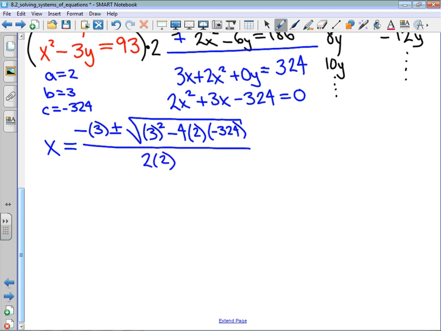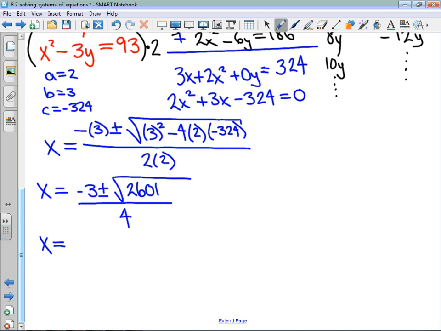And then all I'm going to do here is I'm going to clean it up as I go. So -3 plus or minus. I'm going to put that radical or the discriminant into my calculator really carefully. So it's 3 squared minus 4 times 2 times -324. I get 2,601. And then it's all divided by 2 times 2, which is 4. Now, conveniently, or not so conveniently, because this question was, I'm sure, designed this way, 2,601 is a perfect square. So I get -3 plus or minus 51 over 4.